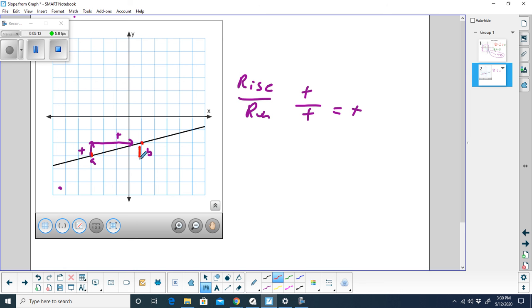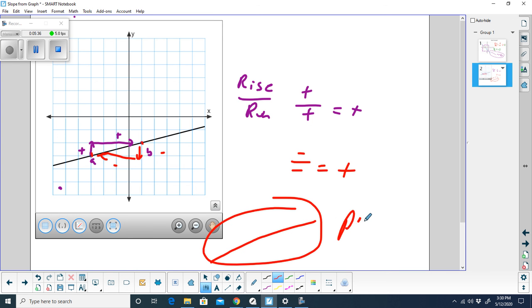Well, my rise, I'd go down 1, so that's a negative rise. And then my run is to the left, that's a negative run. So a negative divided by a negative, right? I have rise and run. Negative divided by a negative gives me a positive. So any line that goes up and to the right has a positive slope.